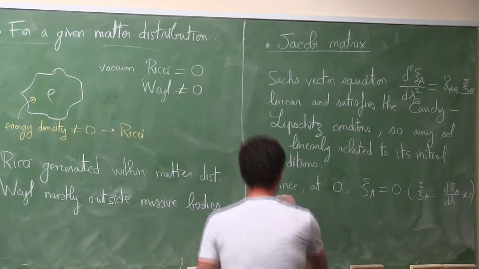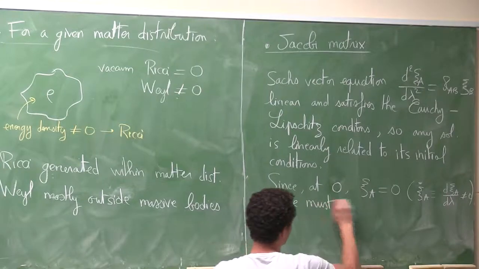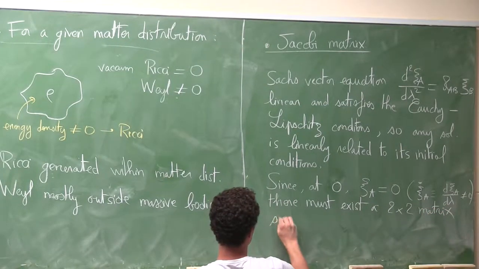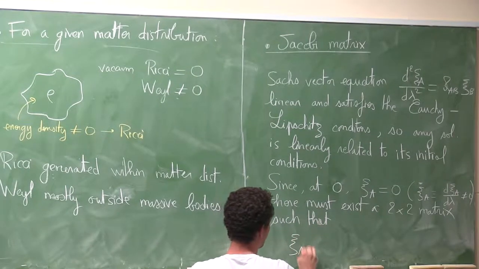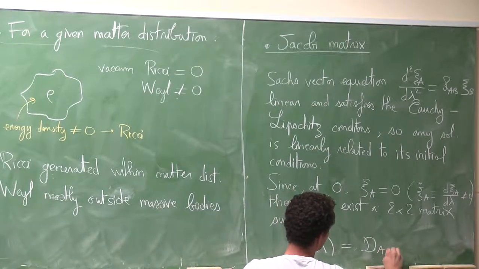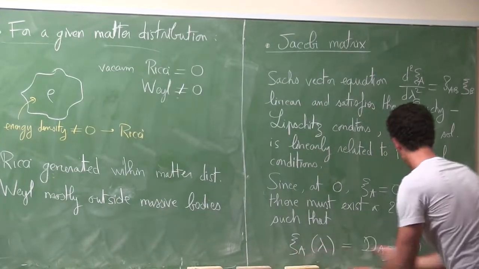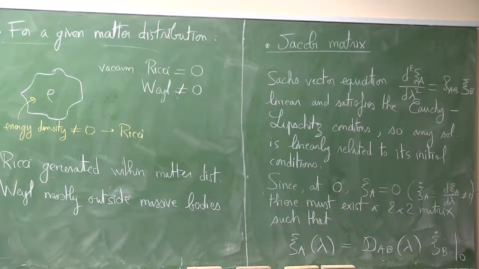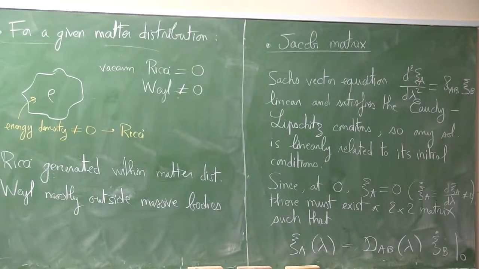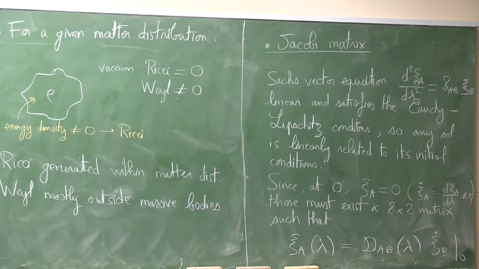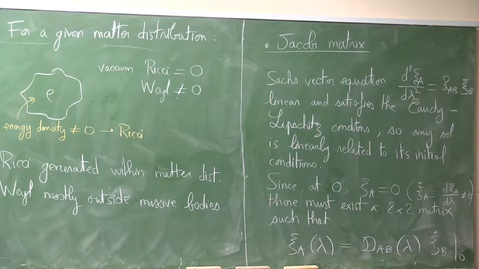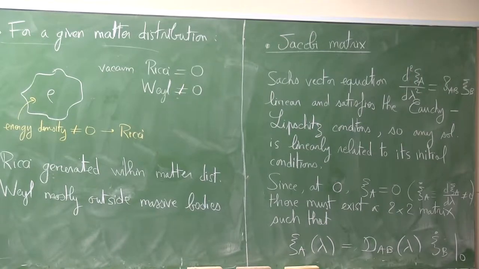Since we have that, there must exist a 2×2 matrix such that psi^A at any lambda is this matrix times the initial value of psi dot. Just math so far. This T^A_B is called the Jacobi matrix, for reasons that are going to be clear a bit later.